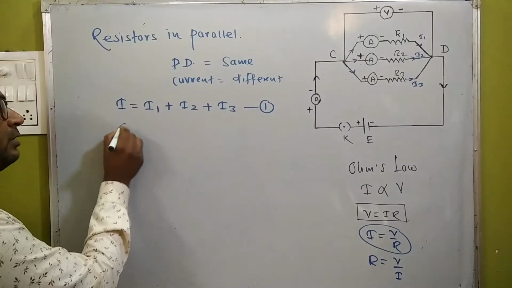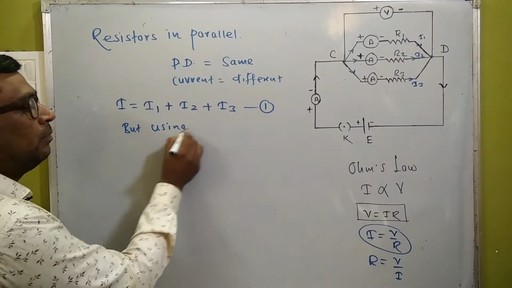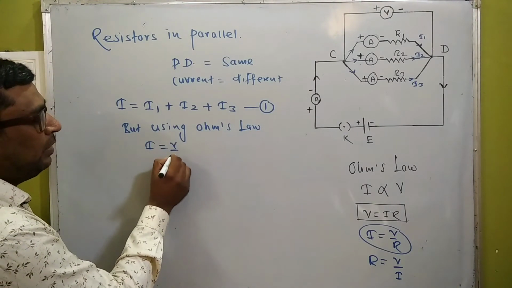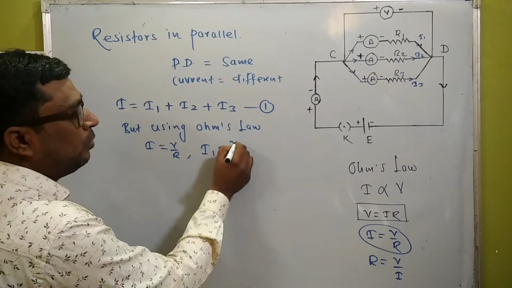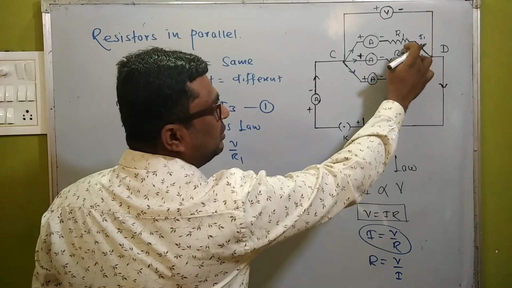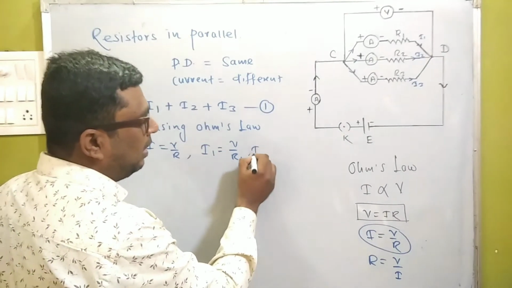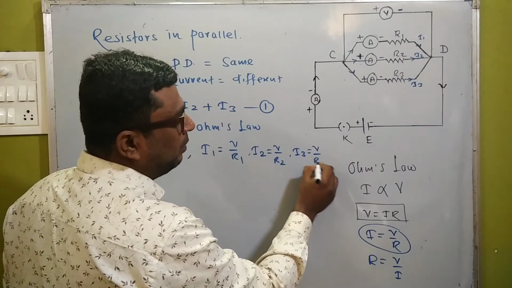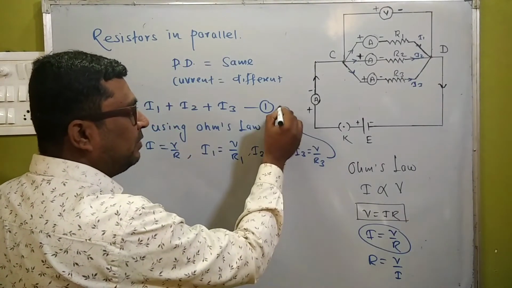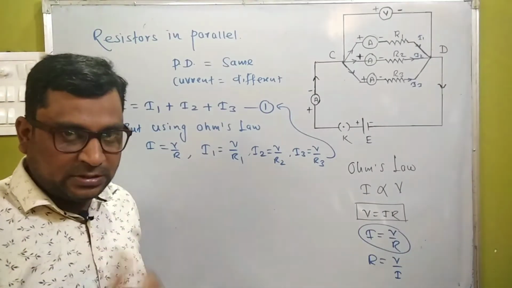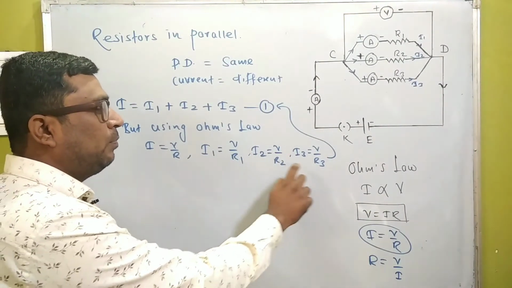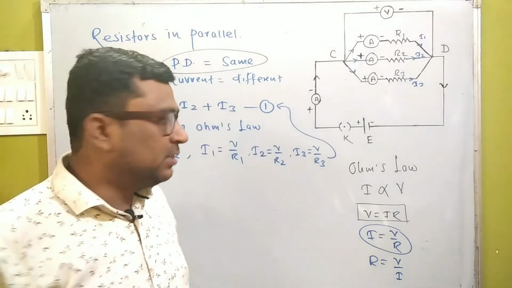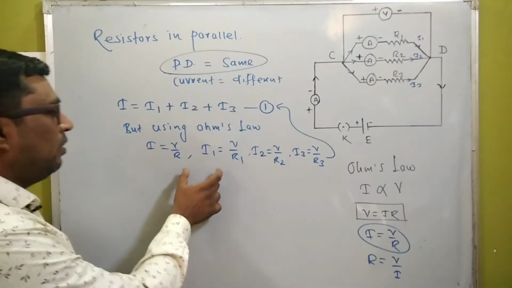Using Ohm's law, we have I is equal to V upon R, and I1 equal to V upon R1, because I1 is the current which flows across resistor R1. In the same manner, I2 is equal to V upon R2, and lastly I3 is equal to V upon R3. We have to put all these values in equation number 1. A question may come from students: why are we not taking V1 upon R1, V2 upon R2, V3 upon R3? Because here the condition is that the potential difference across every resistor is the same. That's why there is no need to take V1, V2, V3.